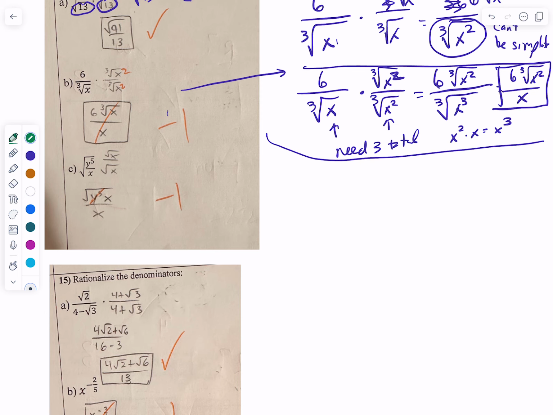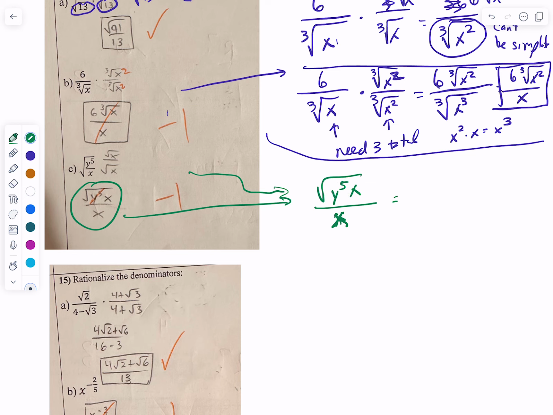Let's switch colors for fun here. All right, here, oh, you just didn't simplify enough. So this is right to here. So this is right so far. You just didn't go far enough. You need to simplify this guy here.